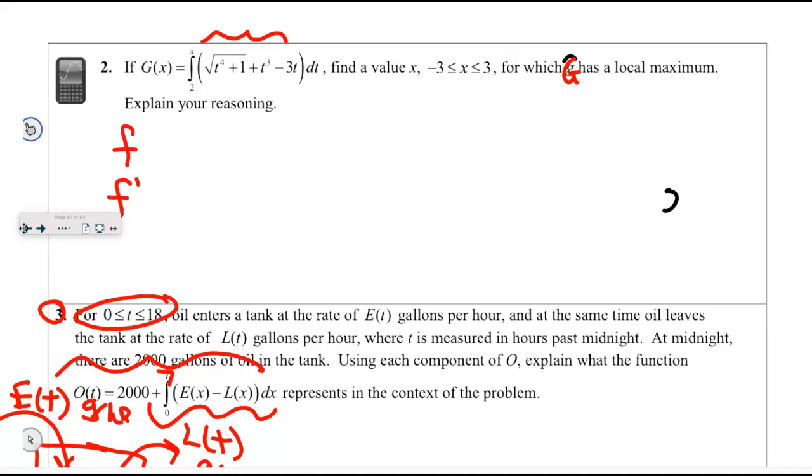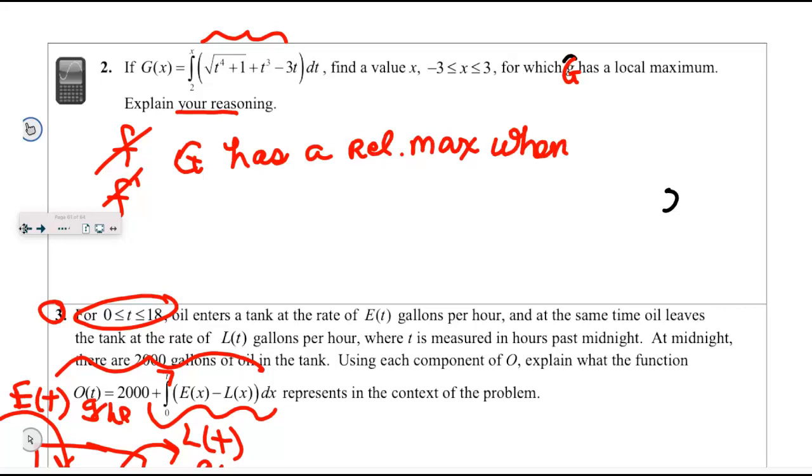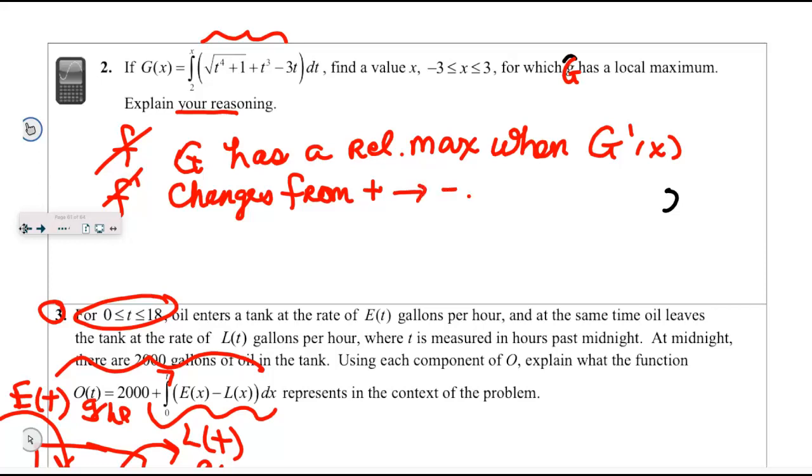Changes from positive to negative. So G, and I would write this, I'm going to do the explanation first. G has a relative or local max when G prime changes, not changes signs, but changes from, let's do plus to minus just to speed it up a little bit here. All right, that's my explanation.